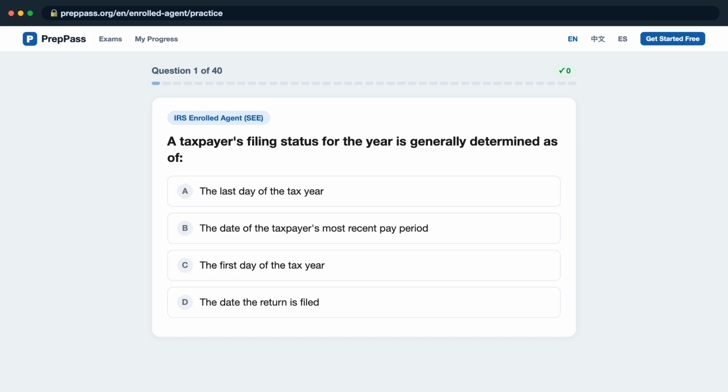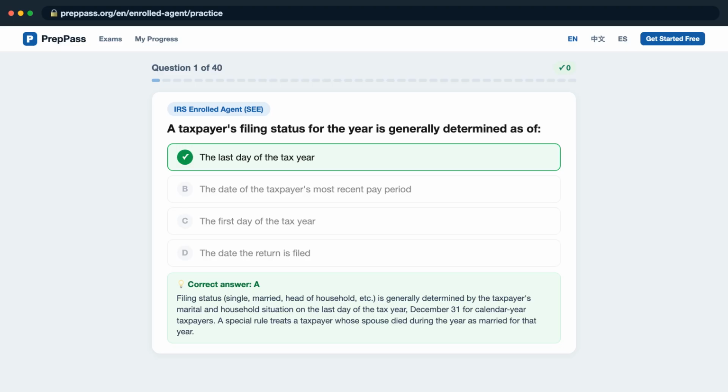Question 1. A taxpayer's filing status for the year is generally determined as of, is it A, the last day of the tax year? B, the date of the taxpayer's most recent pay period? C, the first day of the tax year? D, the date the return is filed? The correct answer is A.